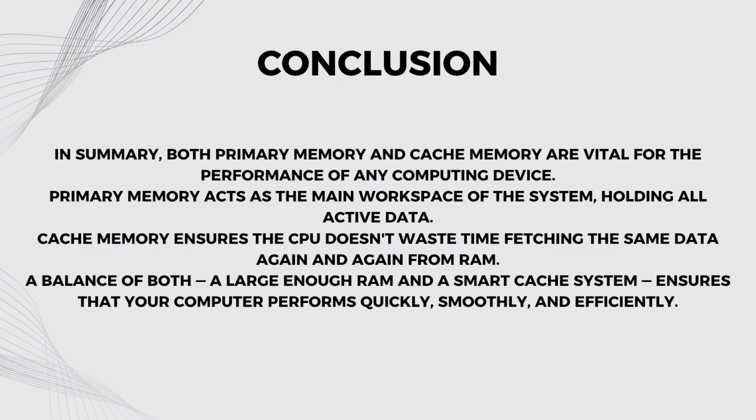Conclusion. In summary, both primary memory and cache memory are vital for the performance of a computing device. Primary memory acts as the main workspace of the system, holding all active data. Cache memory ensures the CPU doesn't waste time fetching the same data again and again from RAM. Balancing both a large enough RAM and a smart cache system ensures that your computer performs quickly, smoothly, and efficiently.